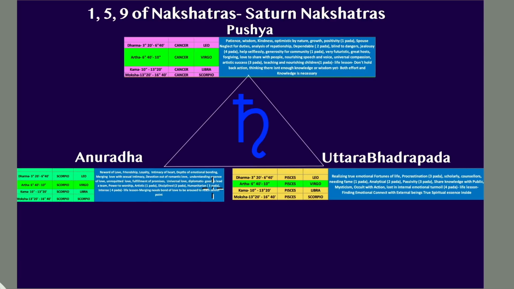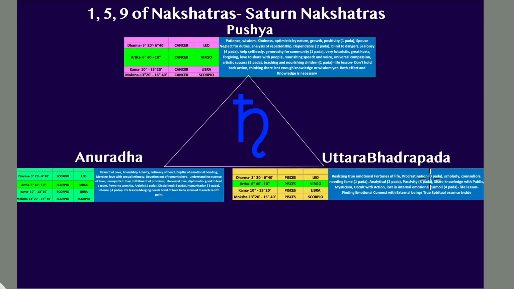Humanitarian. See, Saturn is very humanitarian in nature. Life lesson: merging needs bond of love to be aroused to the zenith point. So you need to merge with the collective, to work with the collective in Anuradha Nakshatra. Yes, last one, in Uttara Bhadrapada, going from Pisces to Virgo, the exalted part. Where does emotion come in here? Realizing true emotional fortunes of life.